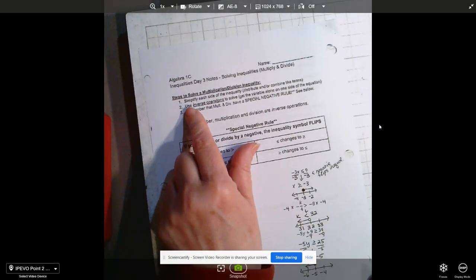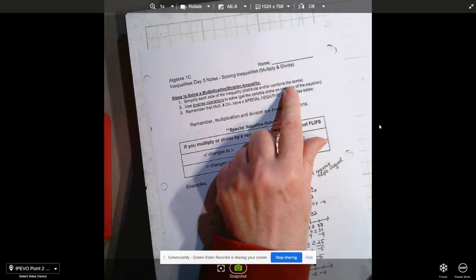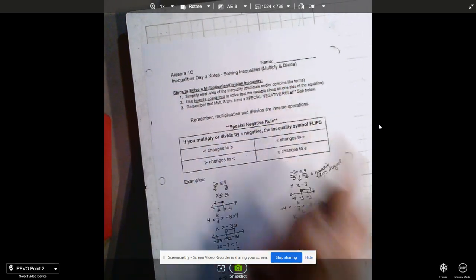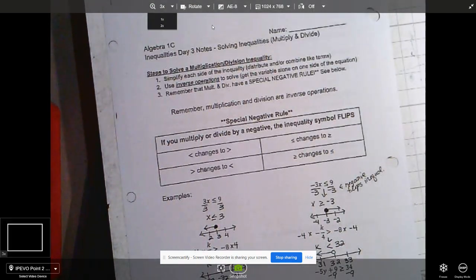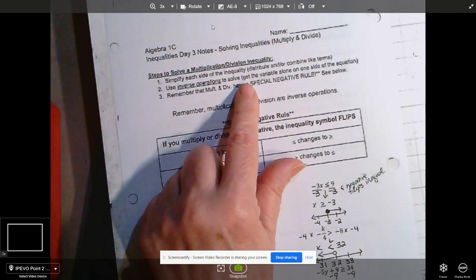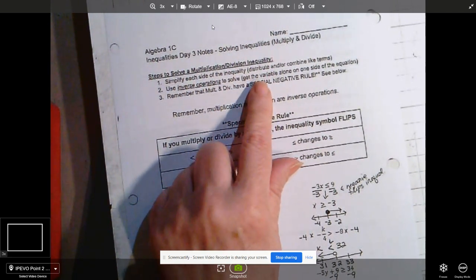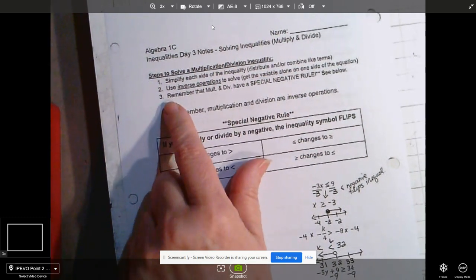So first thing you're going to do is simplify each side of the inequality, distribute and combine like terms. That's exactly like what we did with adding and subtracting, so no difference there. The next thing you're going to do is use the inverse operation to solve. Again, so far, nothing different than what we did when we added and subtracted. But now there's this third rule.